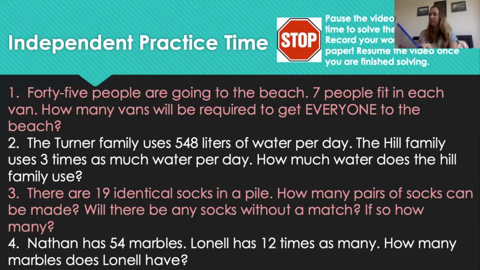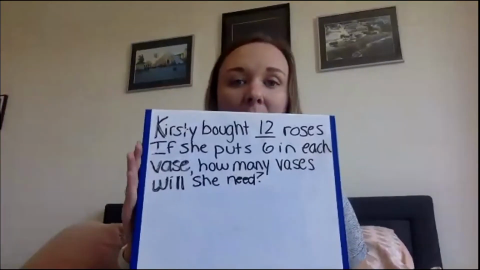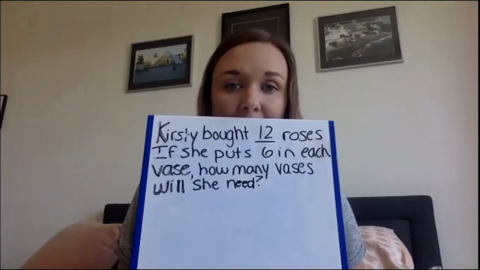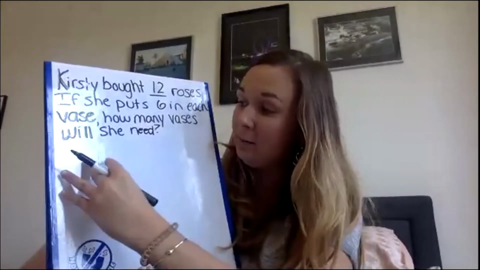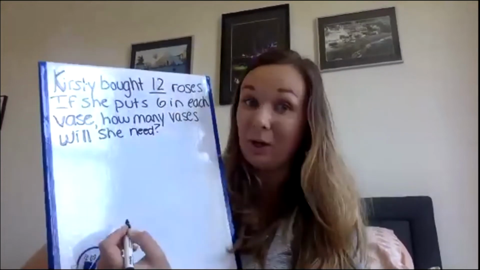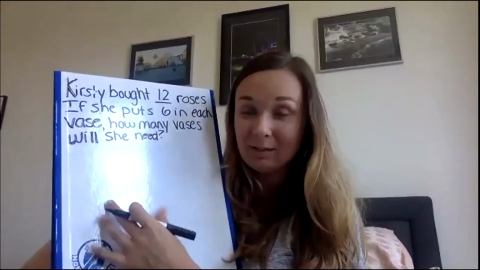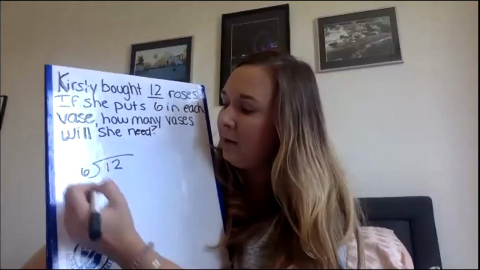All right, my side of my board got a little messed up. I'll come back to the screen. And our first problem I want to look at is Kirsty bought 12 roses. If she puts 6 in each vase, how many vases will she need? So that's me thinking Kirsty has 12. I need to make groups of 6. So I'm splitting this 12 up into groups of 6. When I'm splitting things up, I'm dividing. So I'm going to do 12 divided by 6.